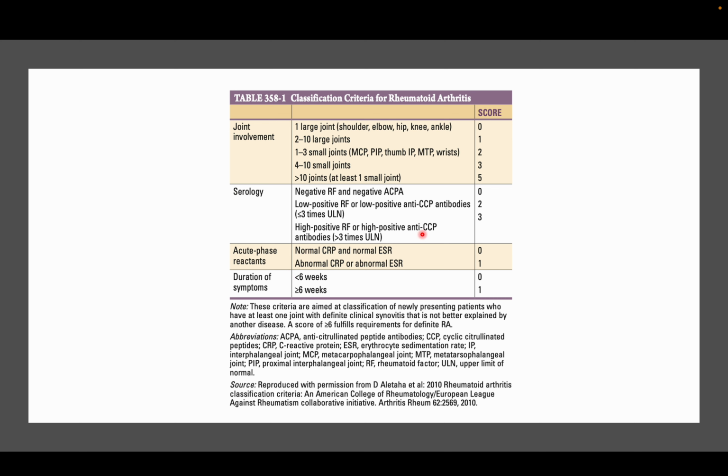Before labeling any acute arthritis as rheumatoid arthritis, you should always look out for any infectious or viral causes. So this is the scoring system that is used. Anything more than or equal to 6 is labeled as rheumatoid arthritis. This is the defining ACR criteria for the diagnosis of rheumatoid arthritis, which involves joints, serology, acute-phase reactants ESR and CRP, and duration of symptoms.